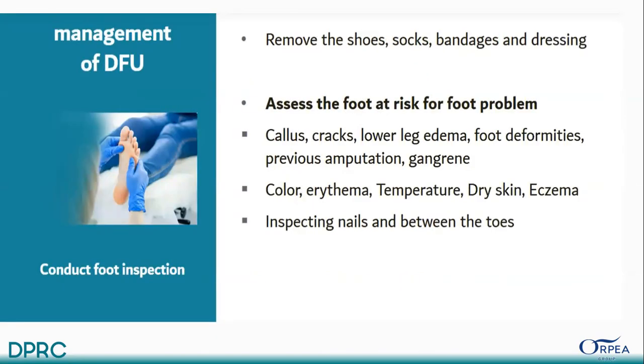Remove the shoes, socks, bandage, and dressing. Assess the foot at risk for foot problems. Check for callus, cracks, lower leg edema, foot deformities, previous amputations, or gangrene. Check for the color, erythema, temperature, dry skin, eczema. Inspect the nails and between the toes.